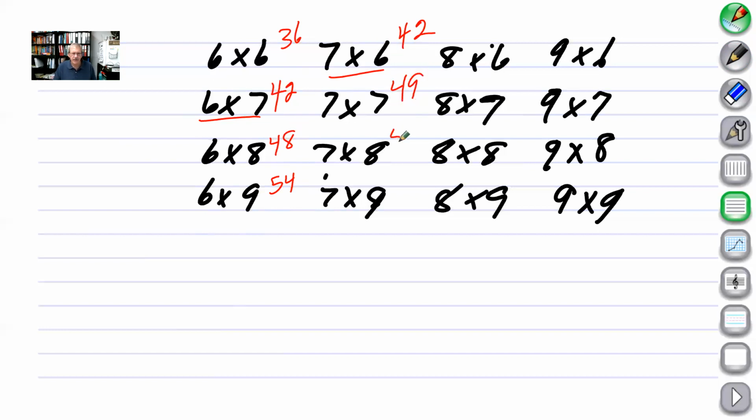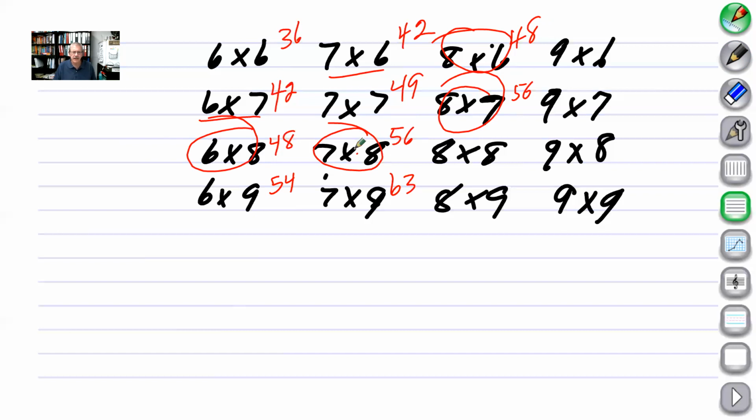49, 56, I don't have much room here, 63. But 7 times 8, well, we already got 6 times 8, huh? 8 times 6, same thing. 8 times 7, 7 times 8. So those two you already knew. They're the same as these two. So you already knew those. 8 times 8 is 64 and 72. Okay, but now you know 8 times 9 also.